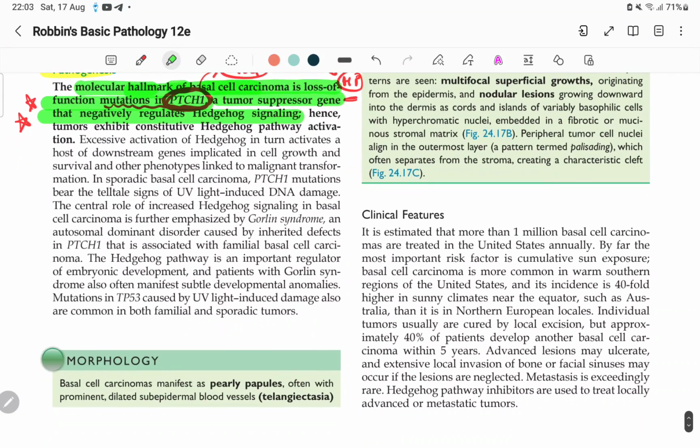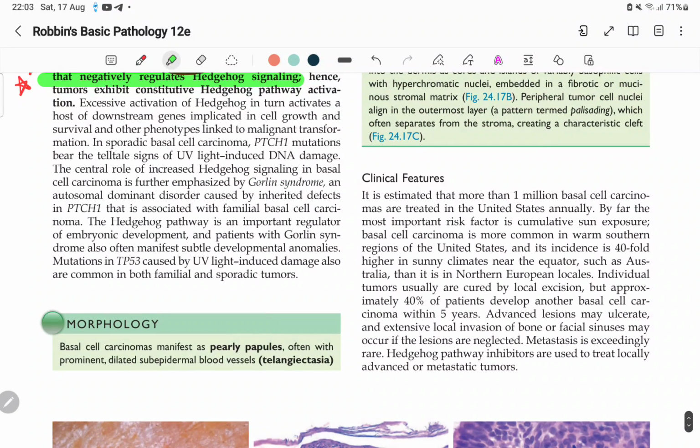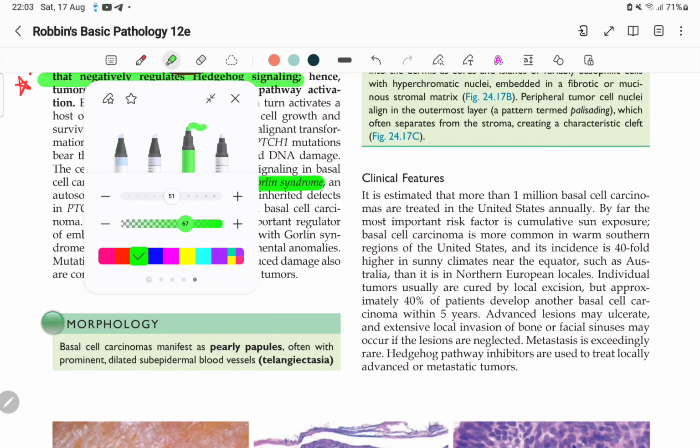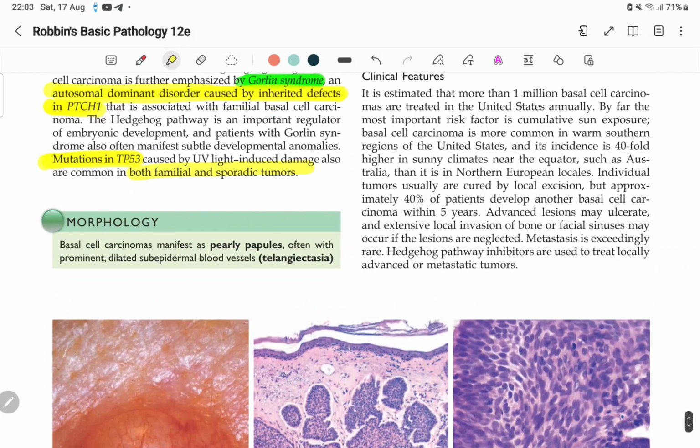The pathogenesis, I guess. Okay, and here, it may be associated with Gorlin syndrome. What is Gorlin syndrome? Gorlin syndrome is an autosomal dominant disorder caused by an inherited defect in PTCH1. It may also be caused by a mutation in TP53, which is common in both familial and sporadic tumors.